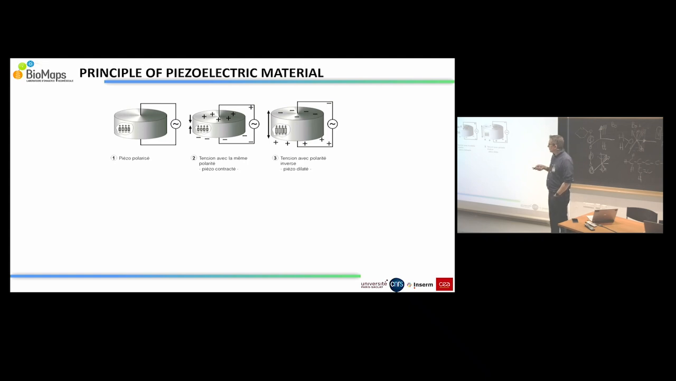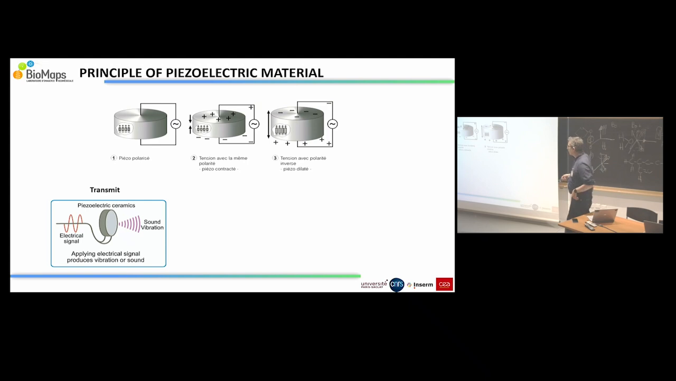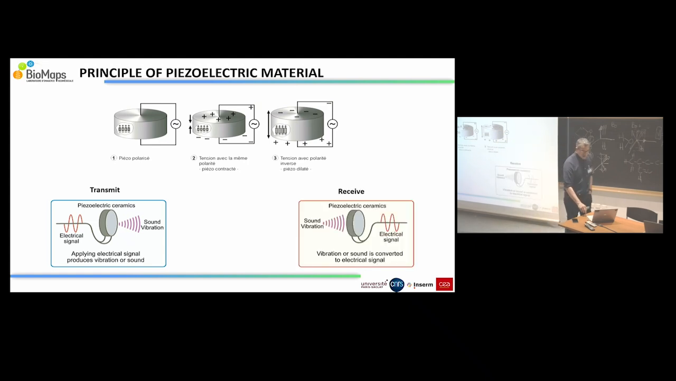And in the other way, when you apply a stress on the material, it will generate a current, and this is what you will record in order to build your ultrasound signal. So we will use this piezoelectric ceramic in transmit: we send an electrical signal, and like this the material will oscillate, producing a sound vibration. And in the other way, when you receive a sound vibration, it will produce an electrical signal that you will record and use to build your image.